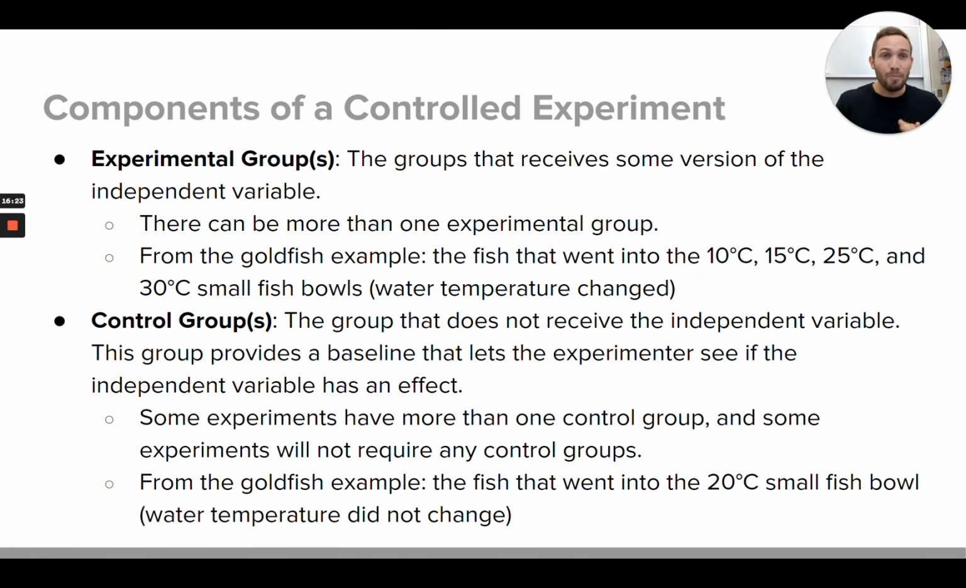Now, for my goldfish example, I don't know if you noticed, there was one fish that was placed in a fishbowl where the water temperature was the same as it started off with. Like, the water temperature did not change. It went from 20-degree water to 20-degree water. And so in that group, I'm not messing with the independent variable, the water temperature. That is a control group. And I'm going to use that to compare my data to.